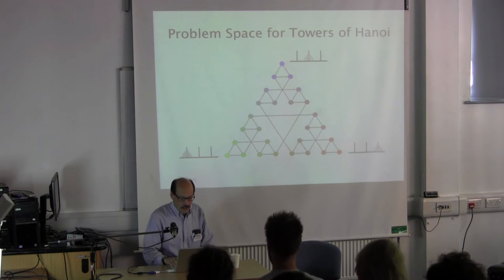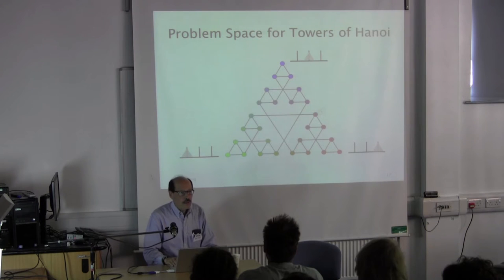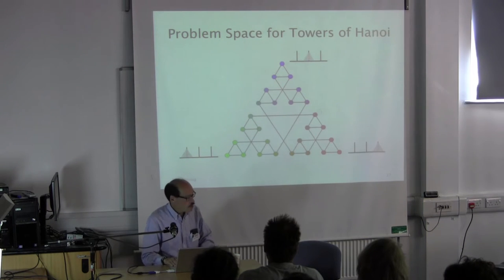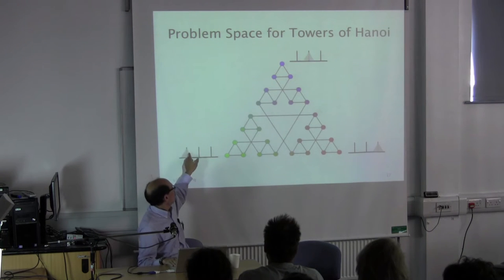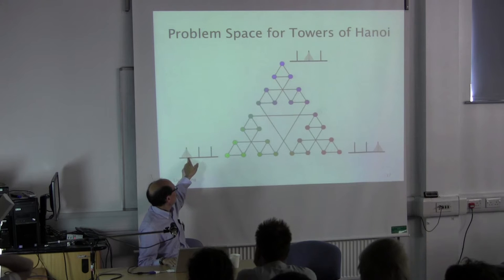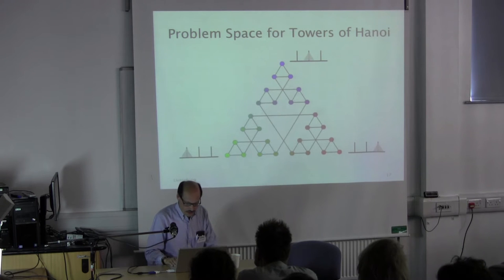But in this environment, we're going to use the state space graph, the problem space graph, as a representation for actually interacting with the puzzle. So in this example, we've got the Towers of Hanoi with some number. This is not actually accurate because there would be many more states if we actually took all of them for this particular version.